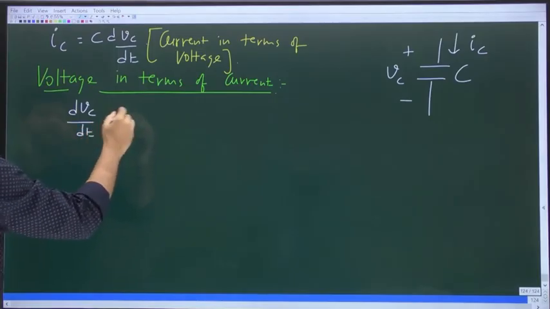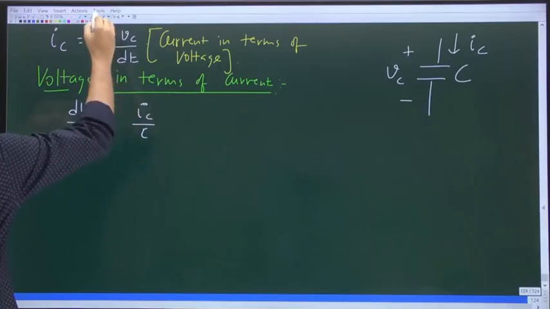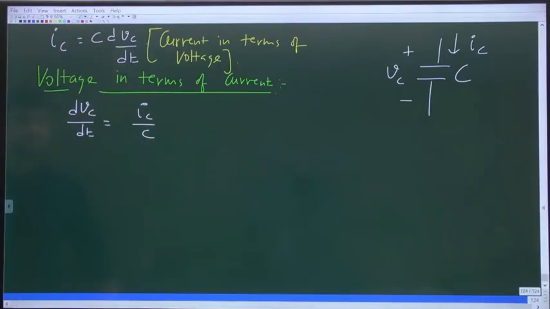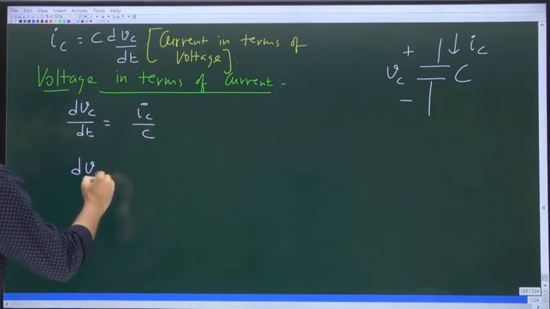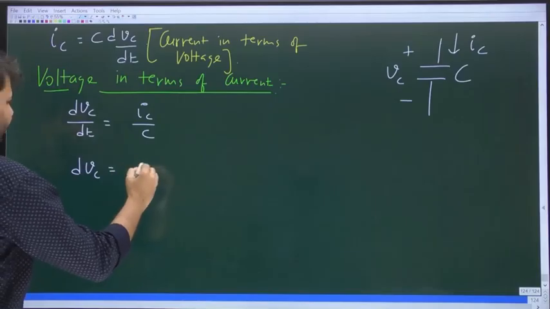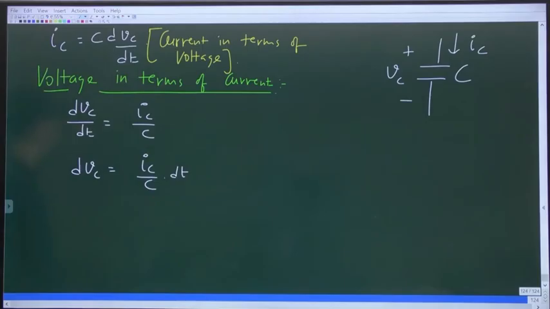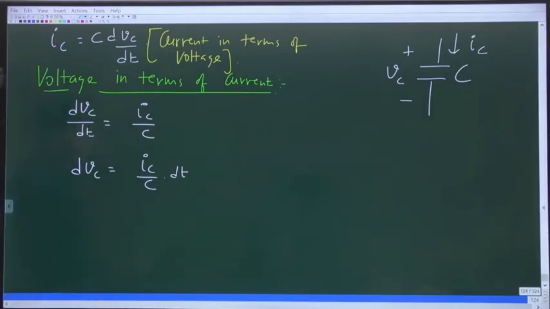It can be written as dVc by dt equal to Ic by C. Now this dt will go to the other side. You will get dVc is equal to Ic by C times dt.